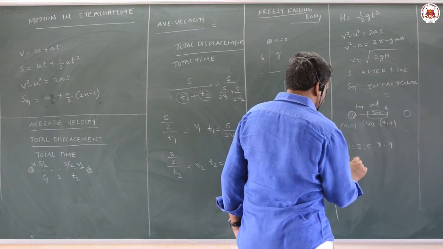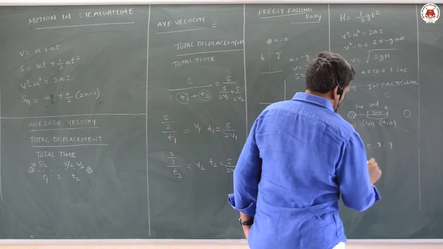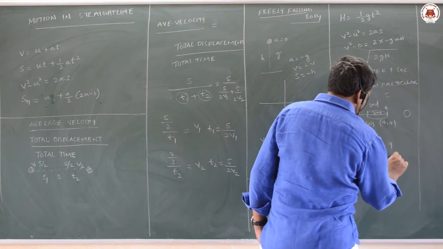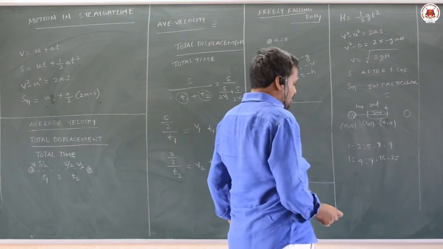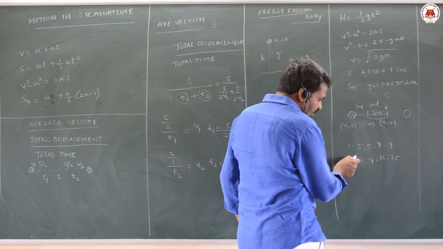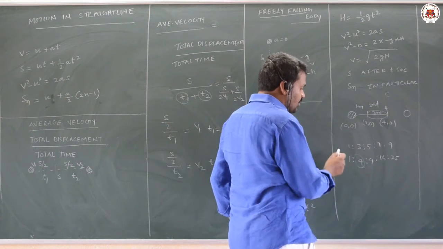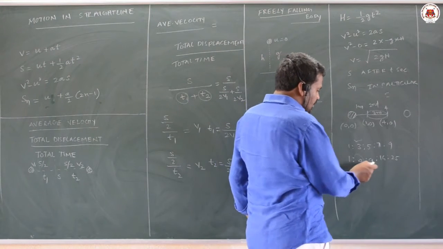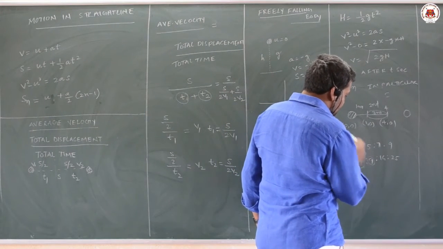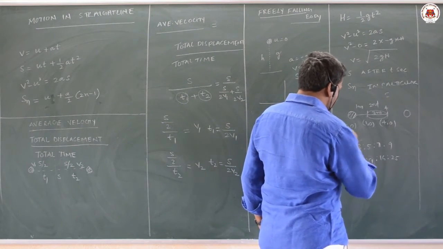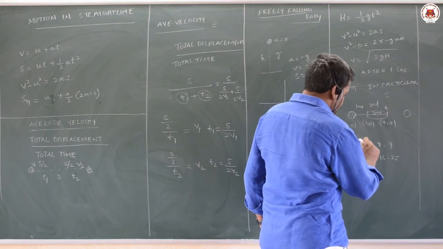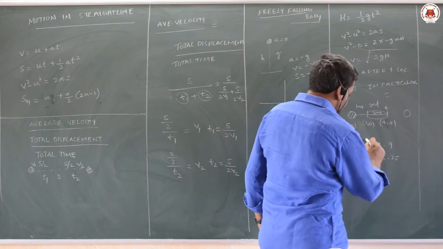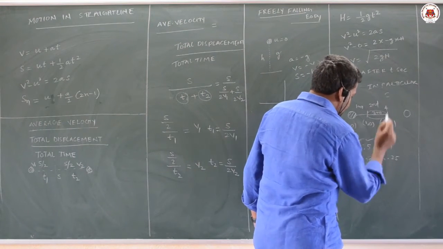This is 1 is to 4 is to 9 is to 16 is to 25. That means if a body has covered 4 meters after 2 seconds, it will cover 3 meters in the second second. A body has covered 9 meters after 3 seconds: in the first second it will cover 1, in the second it will cover 3, in the third second it will cover 5, and the total will be equal to 9.